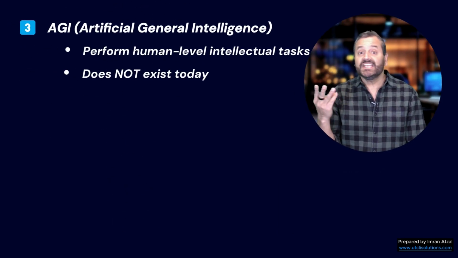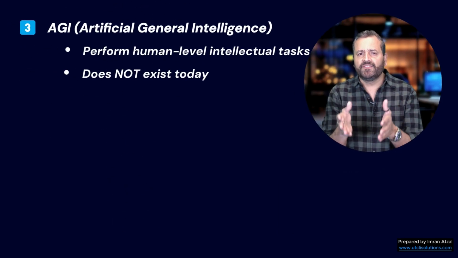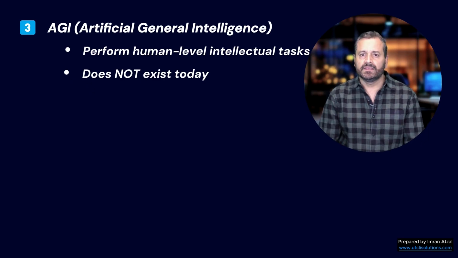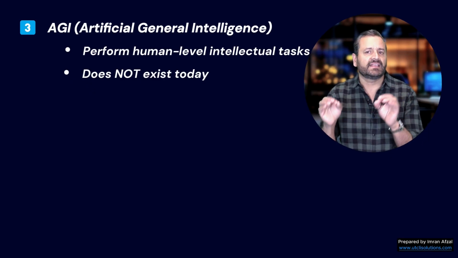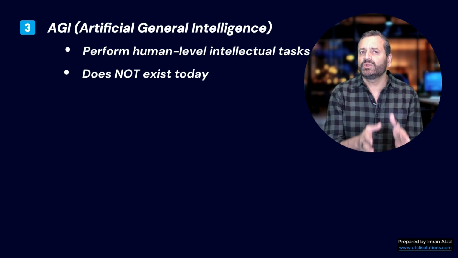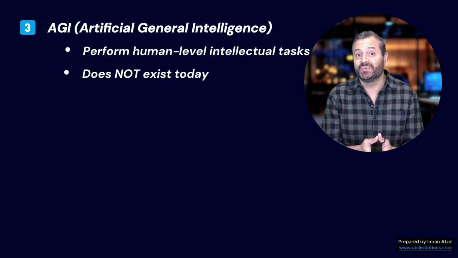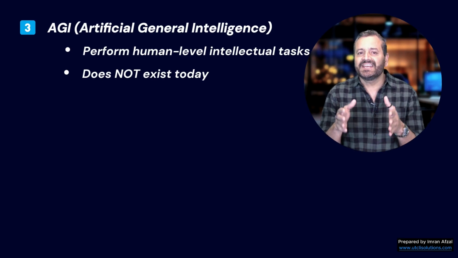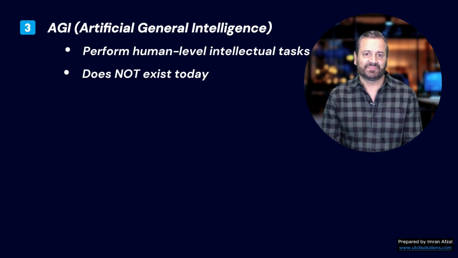Third, AGI, which stands for Artificial General Intelligence, is the idea of an AI that can learn and perform almost any intellectual task a human can do. This does not exist in reality yet, or today. It's a goal and a concept.